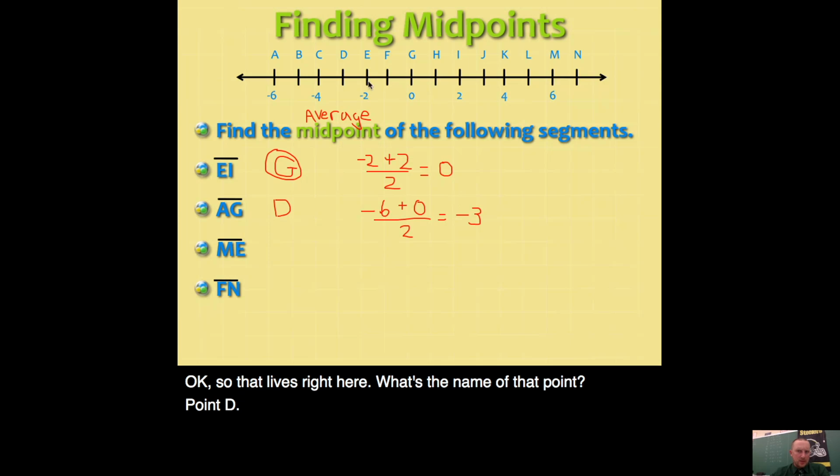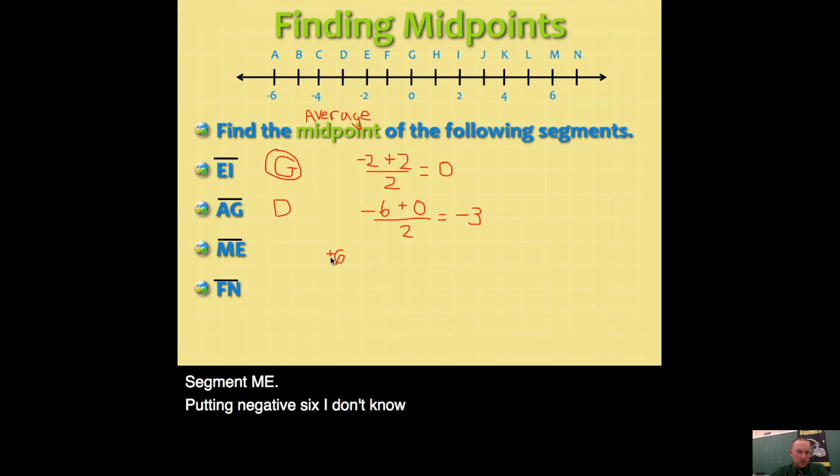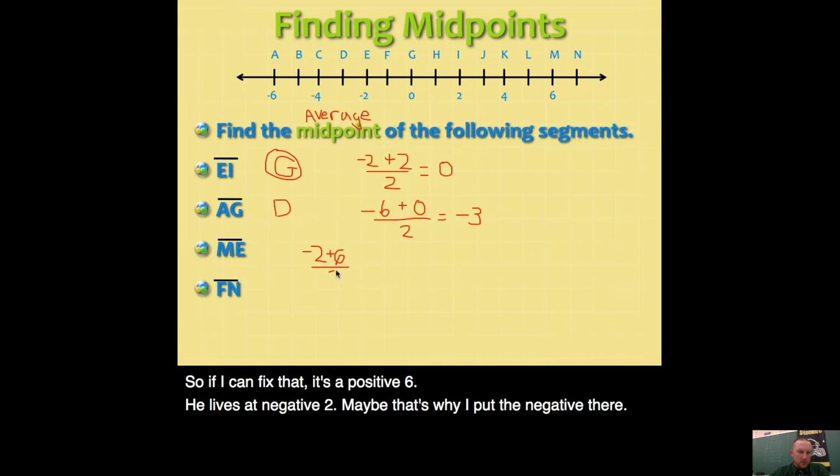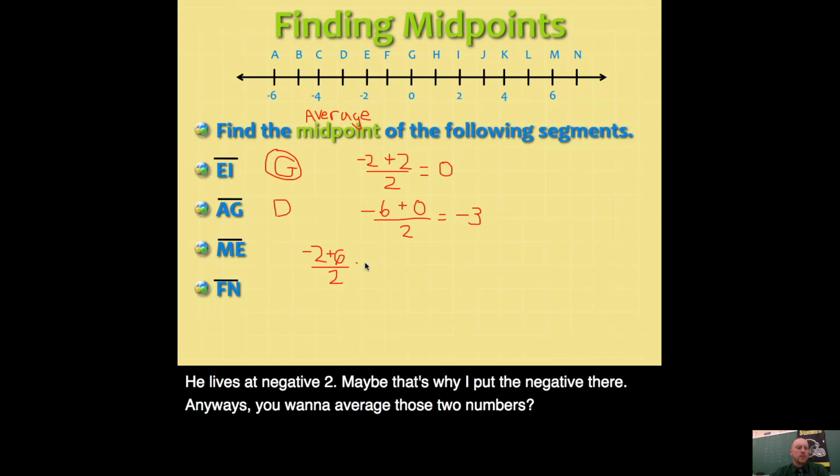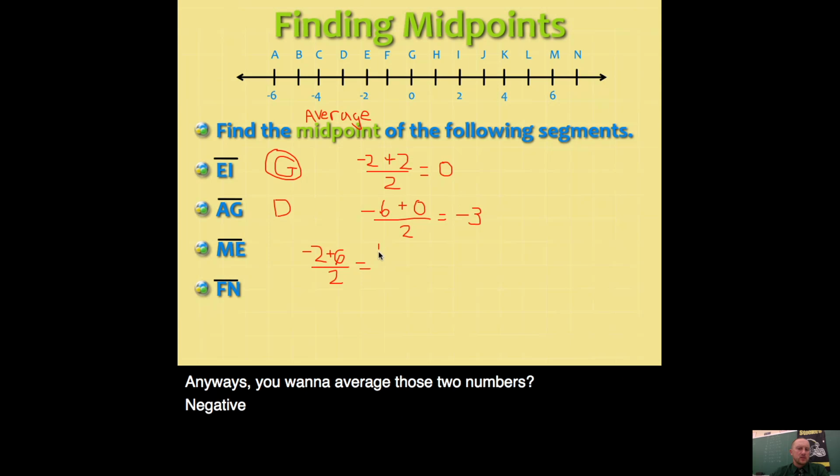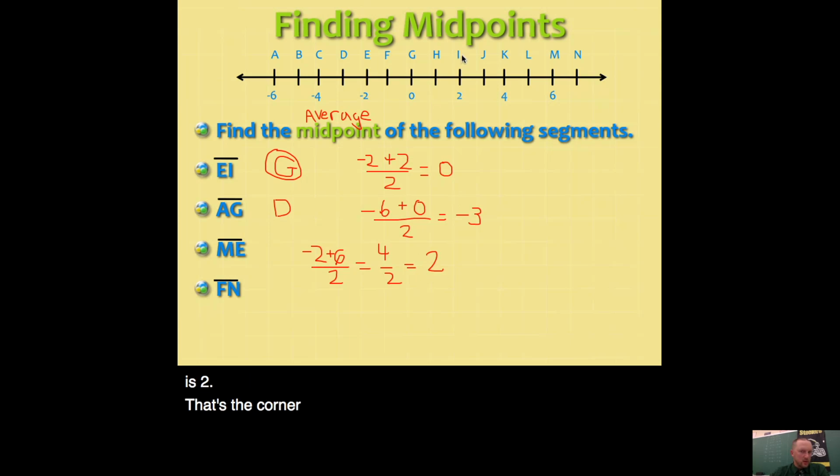Segment ME. I'm putting -6. I don't know why. See if I can fix that. It's a +6. E lives at -2. Maybe that's why I put the negative there. Anyways, you want to average those two numbers. -2 plus 6 is 4. 4 divided by 2 is 2. That's the coordinate of your midpoint. The midpoint is point I.